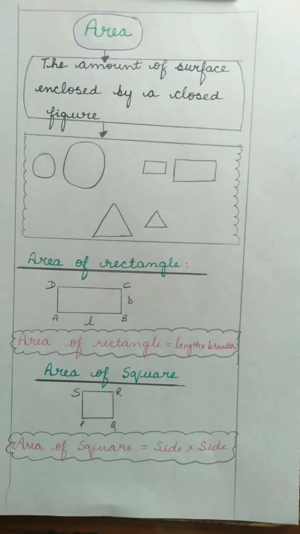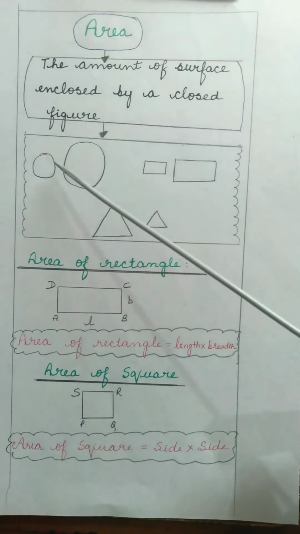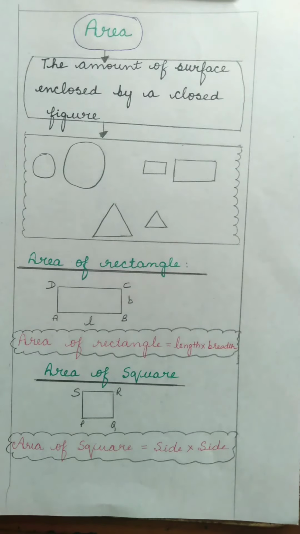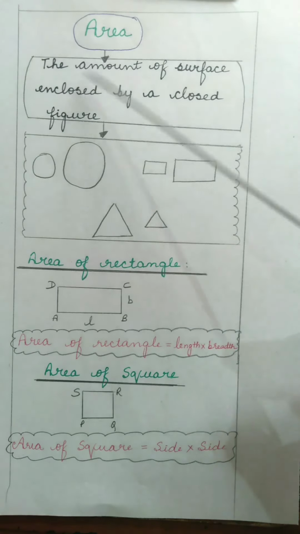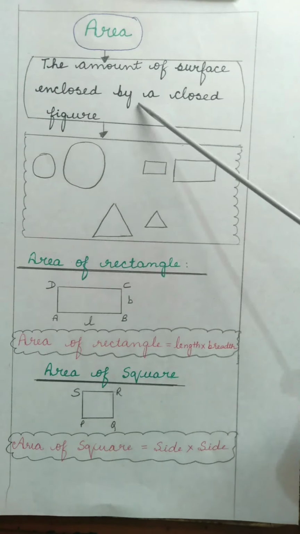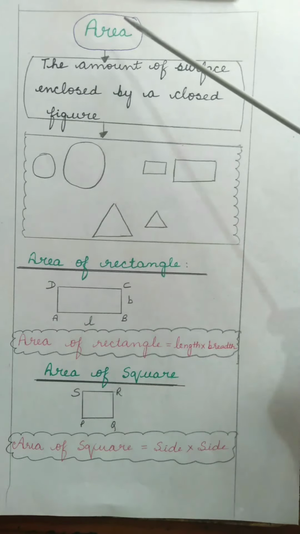The next part we are going to study in mensuration is area. What is this area? It is the amount of surface enclosed by a closed figure. So these are all closed figures. They are occupying a certain surface in this plane. This paper is a plane. So these figures occupy a certain surface, and the amount of surface enclosed by the closed figure is called the area.